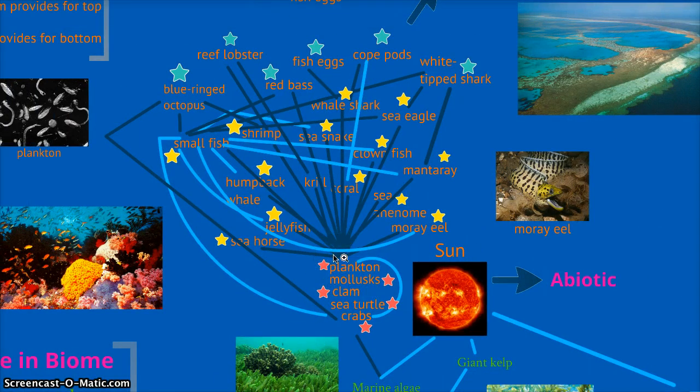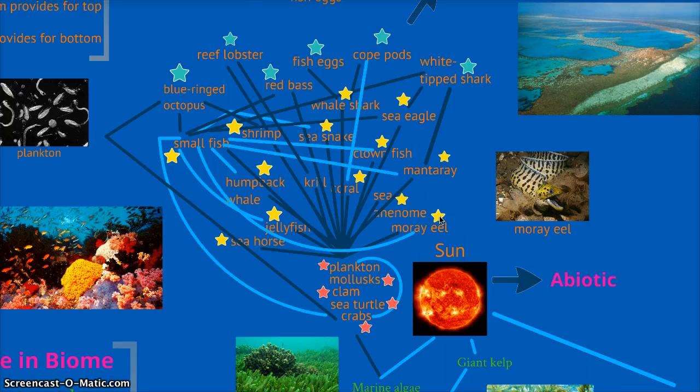Off of that, there are many different organisms that eat the plankton. It's probably the most preyed on organism in the entire food web. So plankton provides energy for the seahorse, jellyfish, humpback whale, small fish, shrimp, krill, sea snake, whale shark, coral, clownfish, sea eagle, manta ray, sea anemone, and moray eel. And those are all secondary consumers.